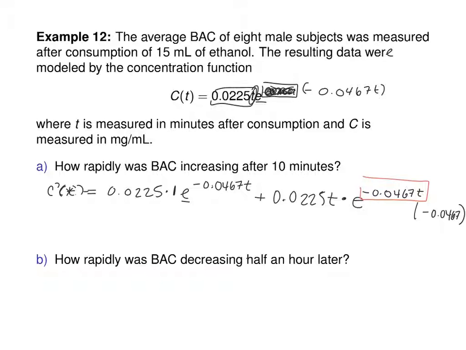Okay. How would you find the rate of increase of the blood alcohol consumption after 10 minutes? What would you do? You'd plug in 10 for t. And if you do that, you're going to get 0.00752. And that's milligrams per milliliter per hour. Because C is measured in milligrams per milliliter and t is measured, per minute, sorry.